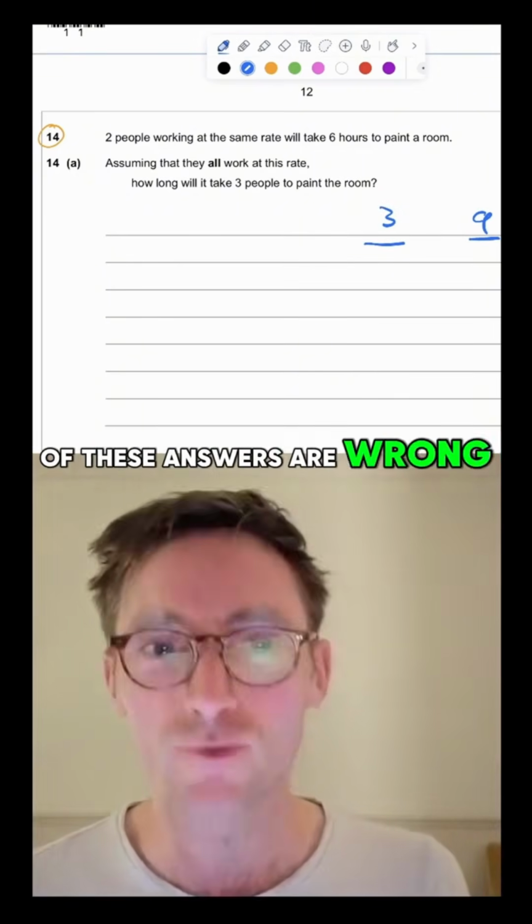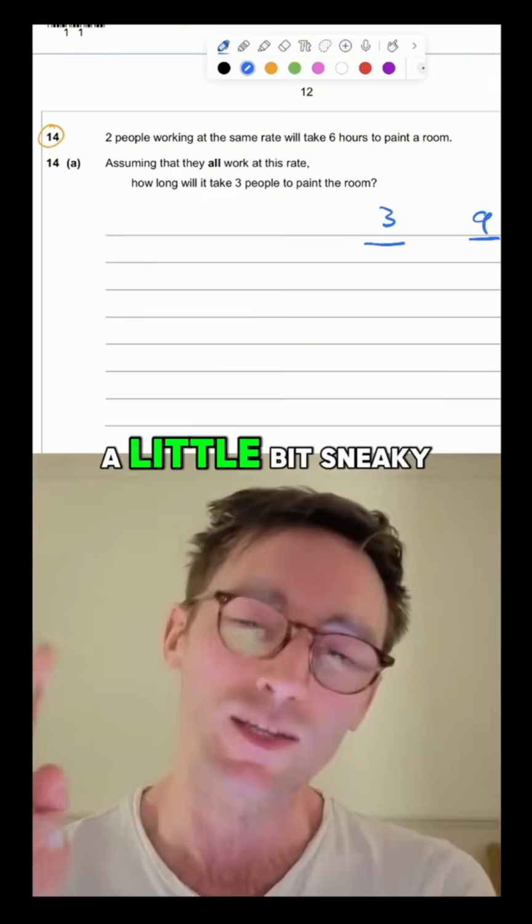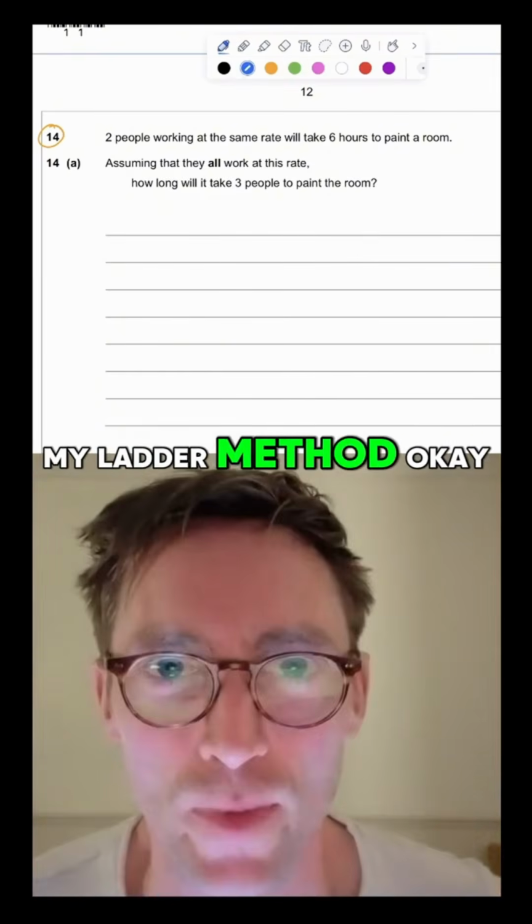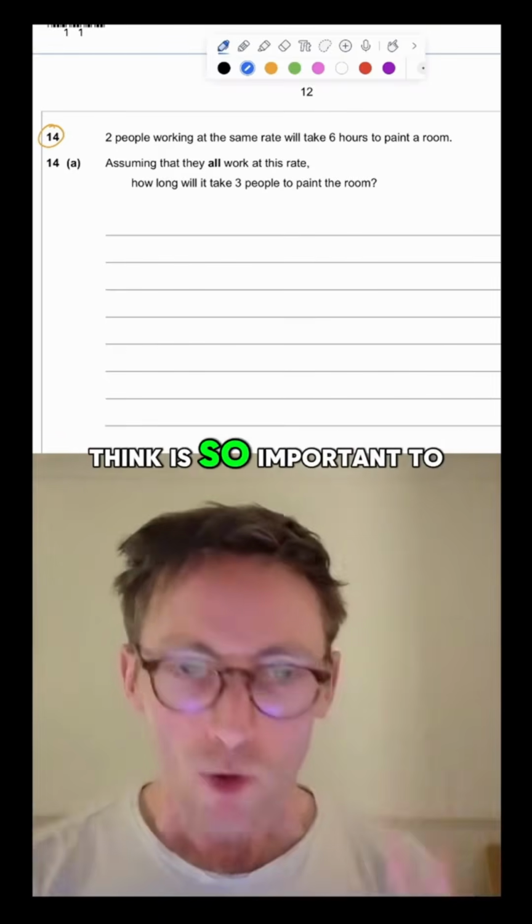Both of these answers are wrong. I've got a trick for how to do this. It's a little bit sneaky. I'm going to show you my technique, okay? Are you guys familiar with my ladder method? Okay, this is something that I think is so important to get your head around.